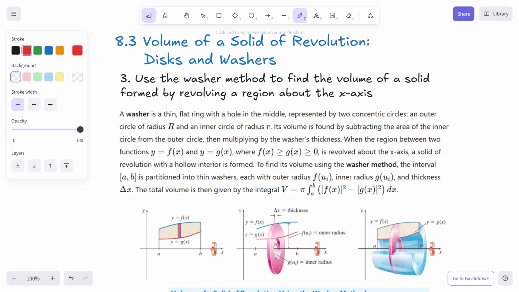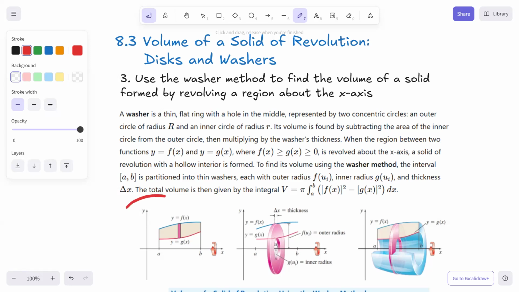This time we're going to talk about what's called the washer method. This is a situation where you have a region that you're rotating about the x or y axis, but the problem is it's bounded by two functions. One function bounds the top and one function bounds the bottom. The same process is going to hold true.